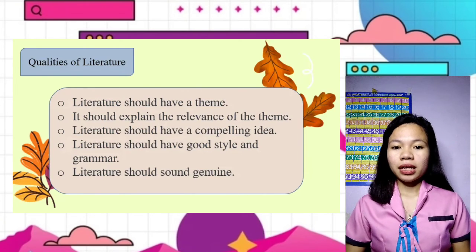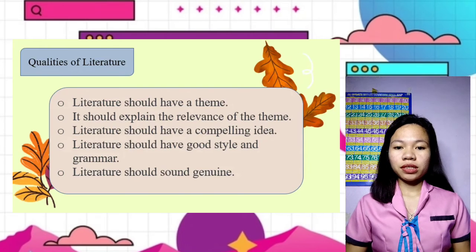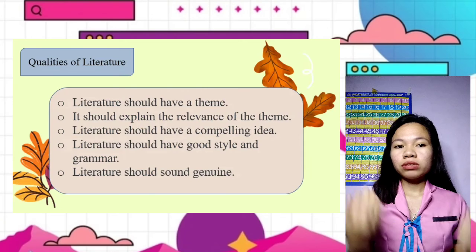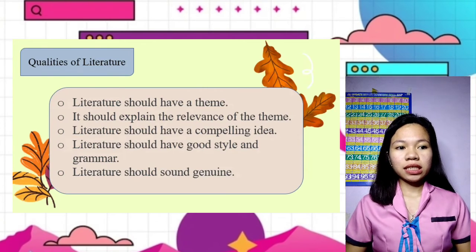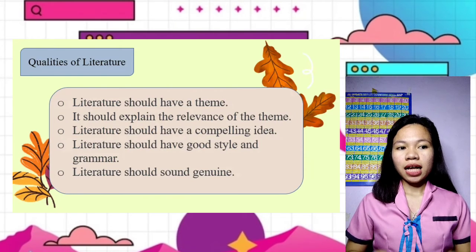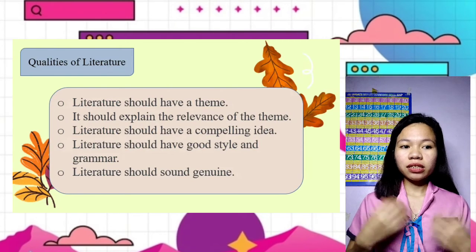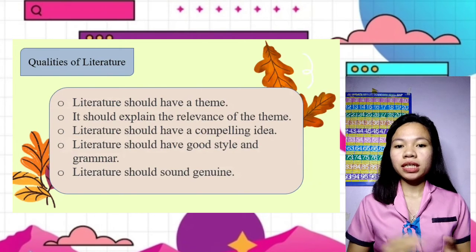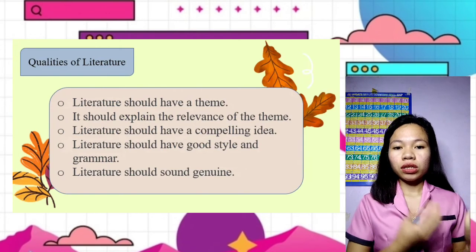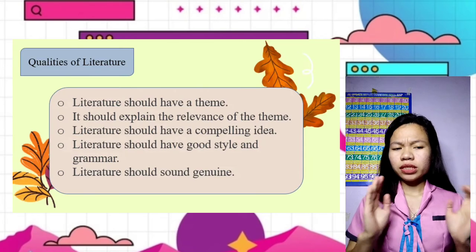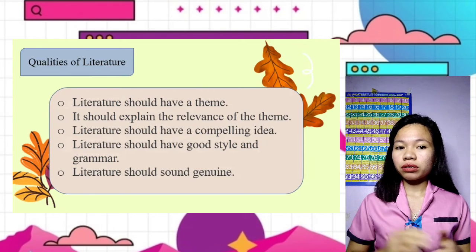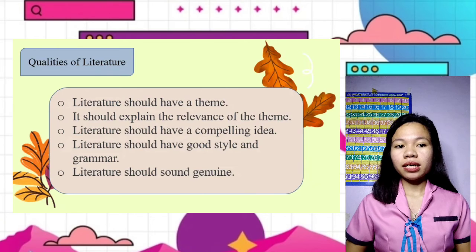Literature should have them. For example, good versus evil. Next bullet, it should explain the relevance of them. When you say relevance, it's being closely connected or appropriate. Third, literature should have a compelling idea. And the fourth bullet states that literature should have a good style and grammar. Of course, a literature has a good style and correct grammar. And the last one is literature should sound genuine. When you say genuine, it is something of true quality or origin. So that's all of my assigned topic.